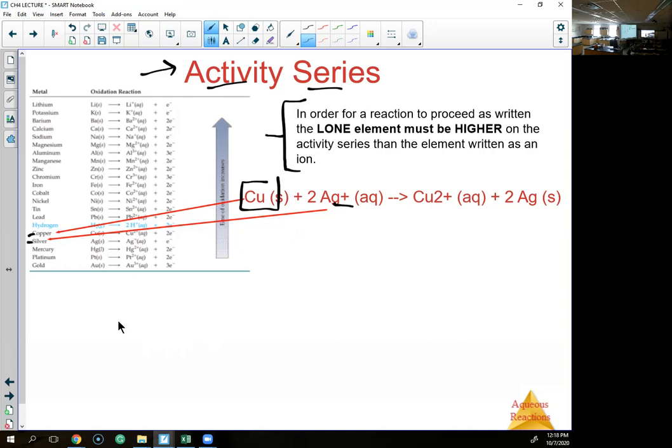Because if the equation said Ag solid plus Cu(NO3)2 and an arrow, that reaction would not work. Because copper doesn't have the ability to oxidize silver. According to this, it's harder for silver to be oxidized than copper. So silver can tell copper what to do, but copper can't tell silver what to do.